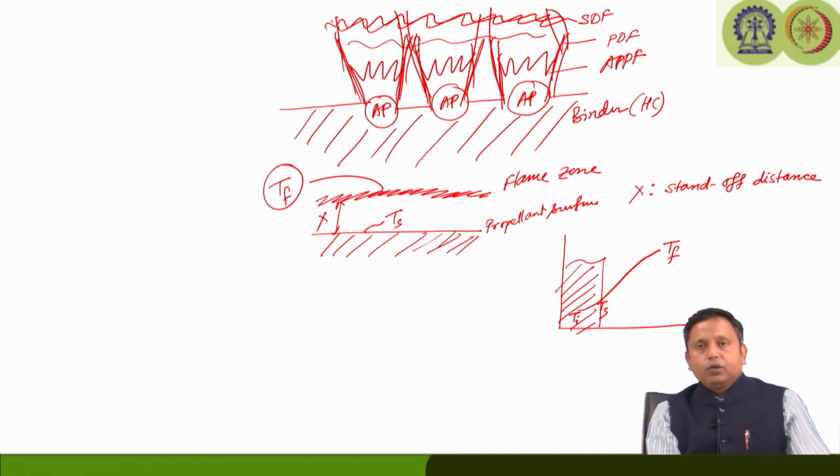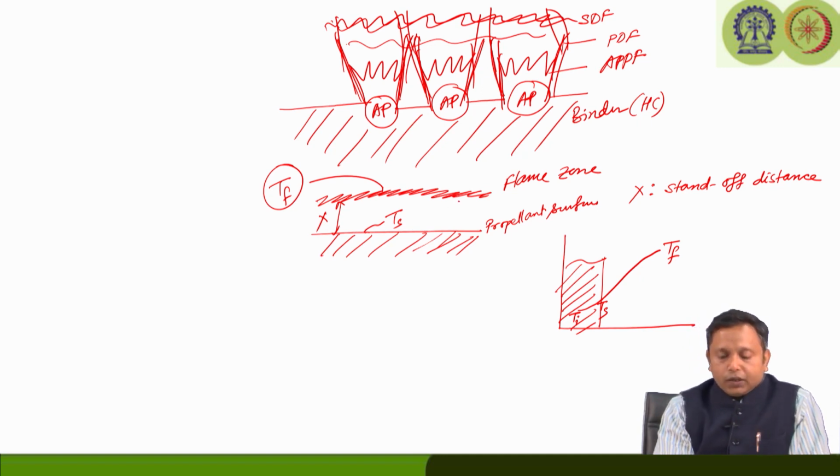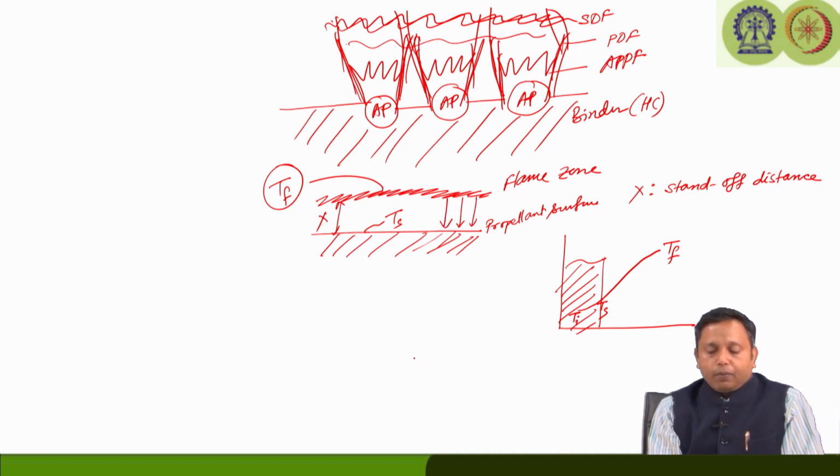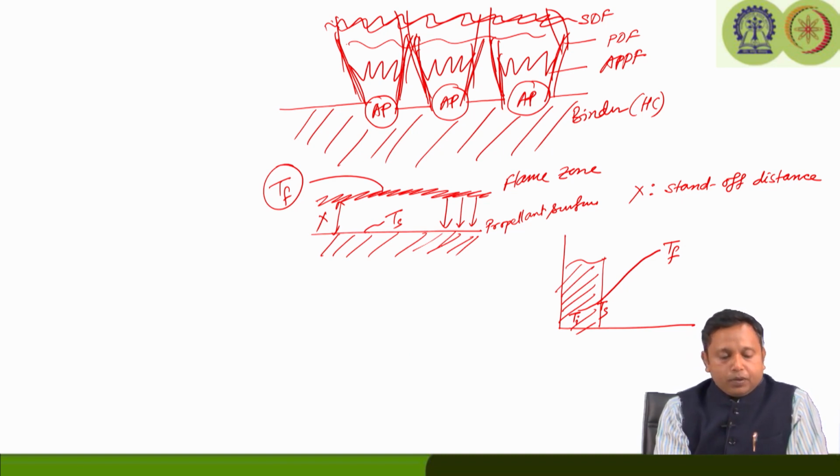What the flame zone is essentially doing is providing heat to the propellant surface to further degrade it and produce the fuel and oxidizing species. So, in the next class we will do some analysis of heat transfer from the flame zone to the propellant surface. We will approximate the temperature profile with a linear one, varying from Ts to Tf. The heat transfer per unit surface area will increase the temperature from the initial temperature Ti.